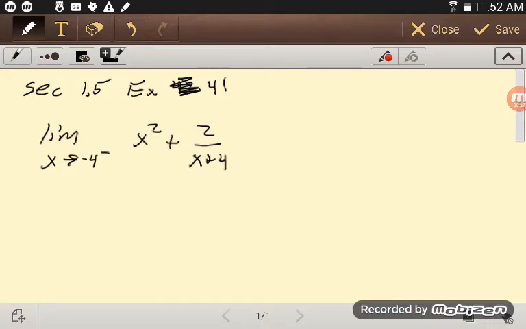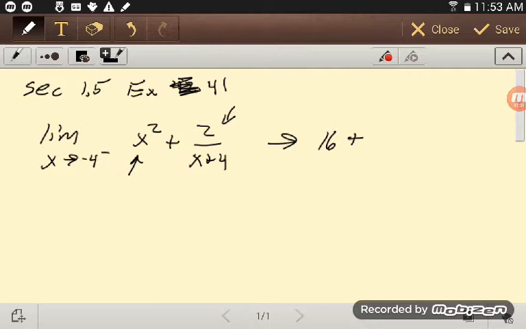Now this is the case where we see that direct substitution just gives us a 16, and that's fine. So this thing looks like 16 plus 2 over x plus 4. Well, as we look at just this term, the 2 over x plus 4, that's definitely a vertical asymptote because at x equal -4, I get 2 over 0.